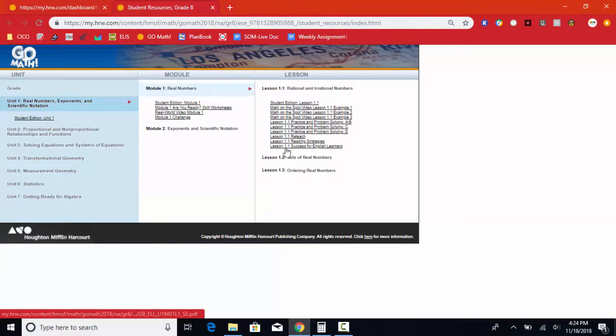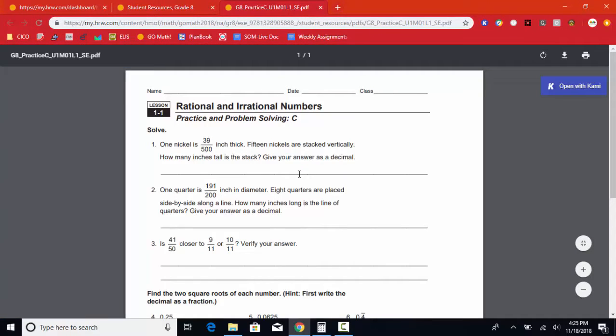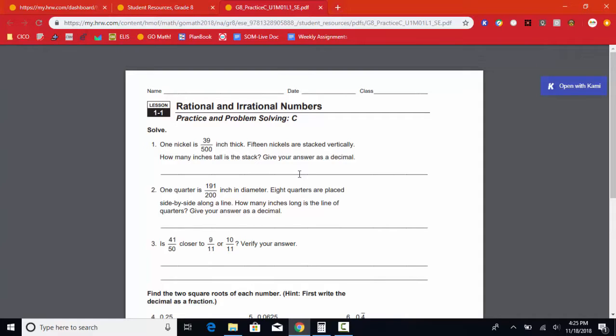Then we have worksheets. These worksheets are just extra help, or if the teacher gives these worksheets as homework and you lost yours, here's another way of getting it without going to the teacher and saying, hey, I lost my homework, is there another way I can get one printed off? Or say you're at home and you lost your homework or forgot it at school, you can always come here and say, oh yeah, we did Lesson 1, we did worksheet C, and you click on worksheet C, and then here's your worksheet. You can print it off and then do your work.